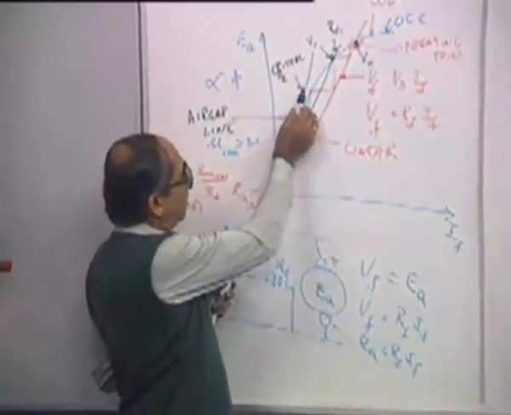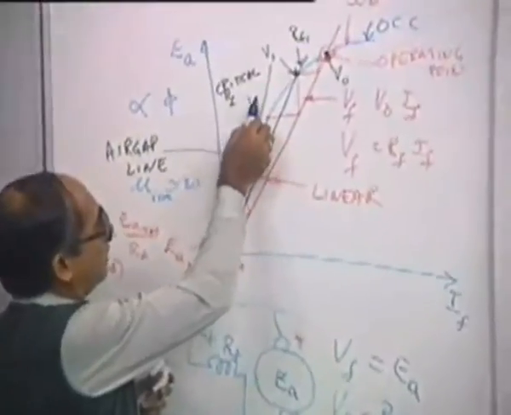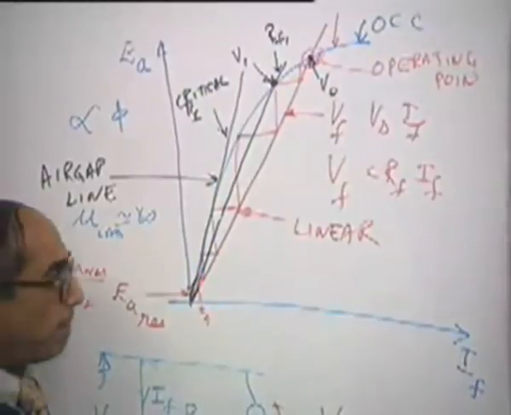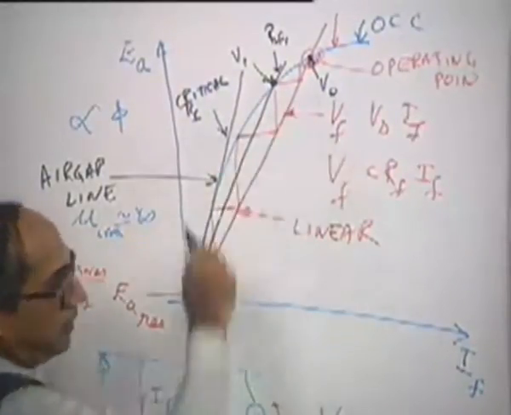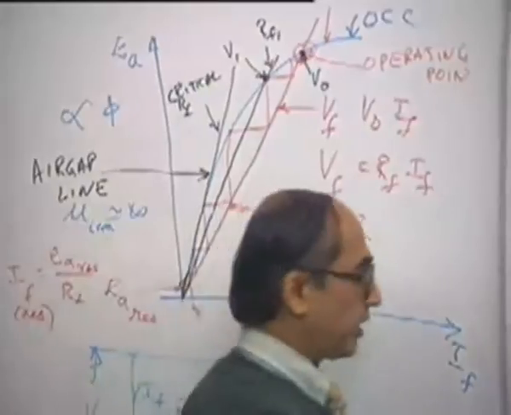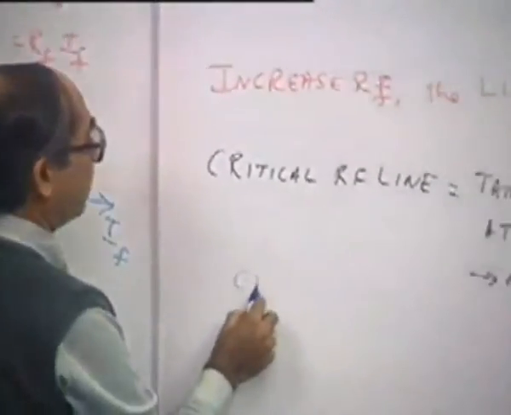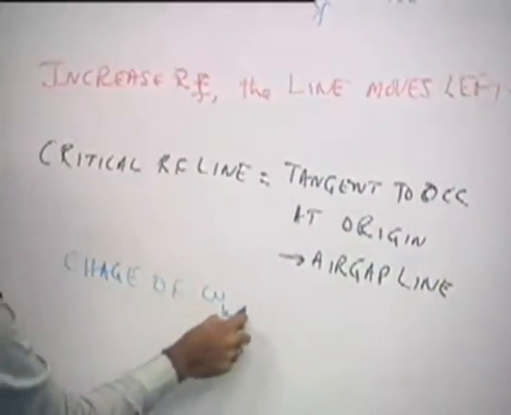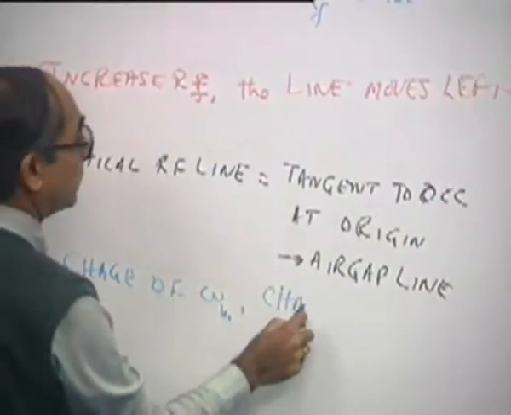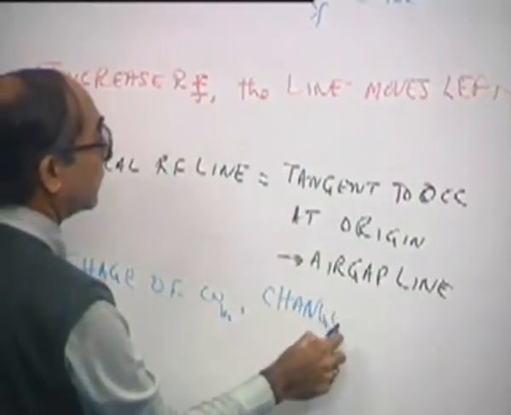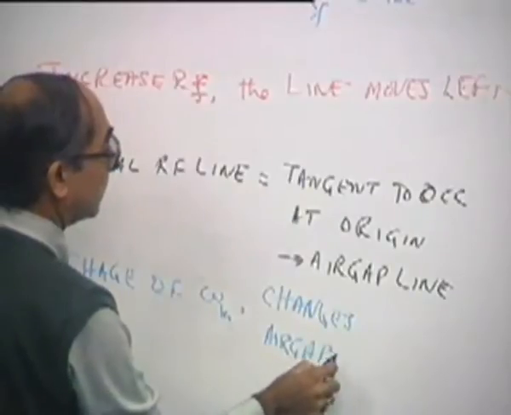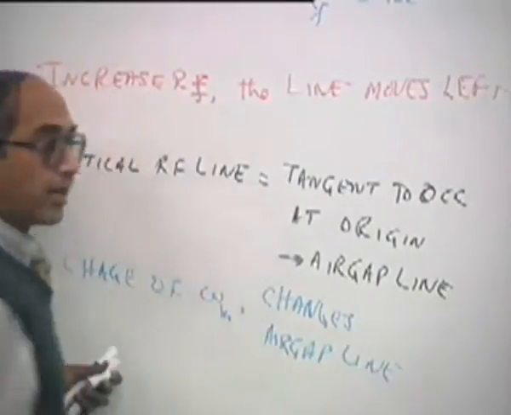So we come to this very important situation, that beyond the air gap line, the critical RF line, there is no voltage induced. And of course, if you change the speed, the air gap line also changes, and the critical RF changes. So a change of speed changes the air gap line. So you can have a different RF line like this.